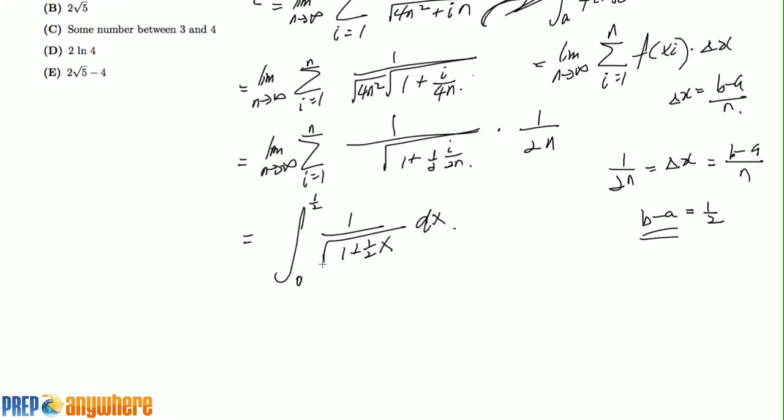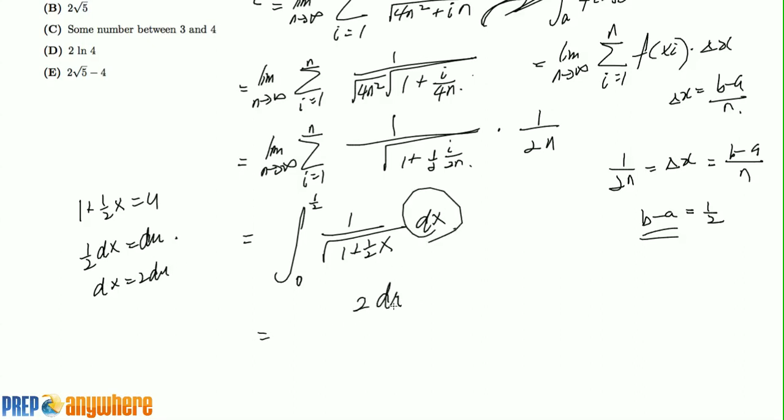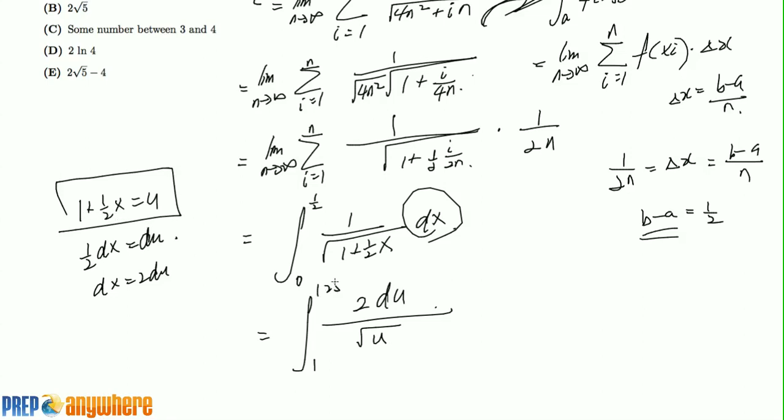Okay, so let's do a quick substitution to find the antiderivative of this. Let 1 plus half of x equal u. Then we get half of dx is equal to du. So dx is 2 du. And the bottom is square root of u. If we replace 0 and half using this substitution in terms of u, when you plug in 0, you get 1. And when you plug in half, you get 1 plus a quarter, so 1.25.